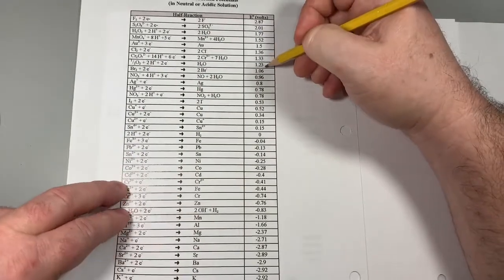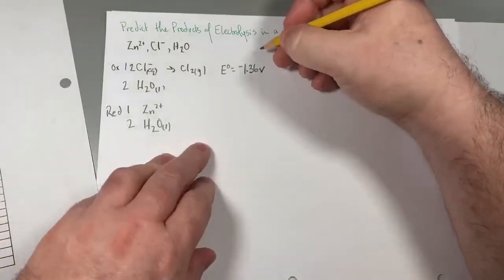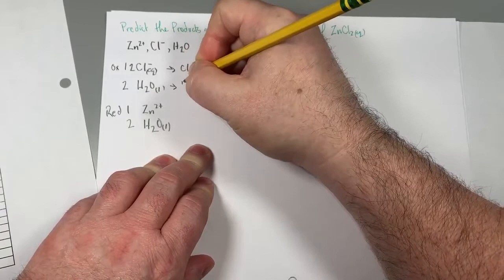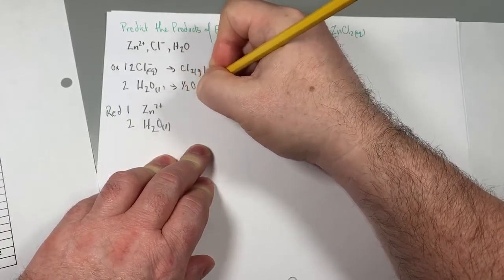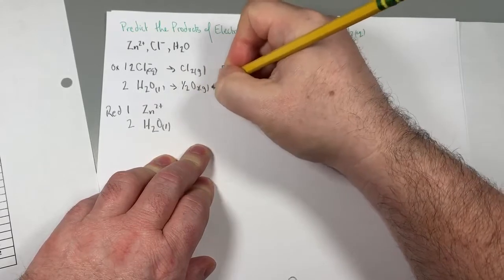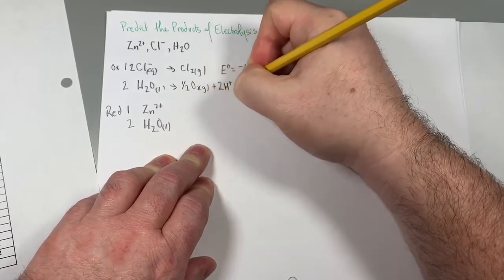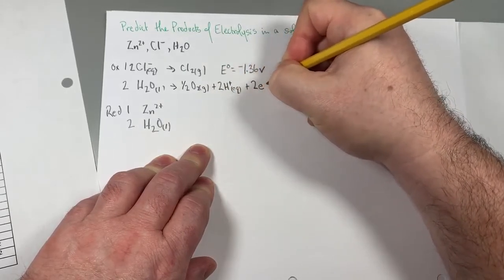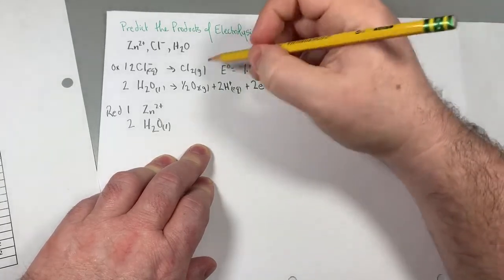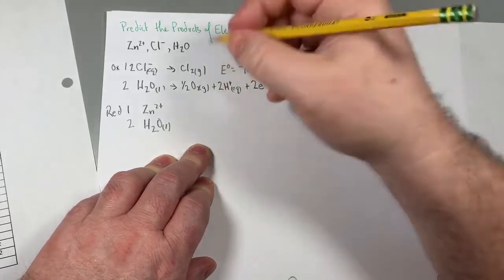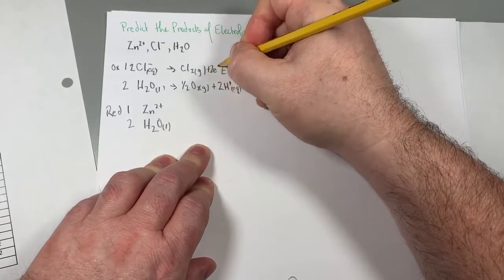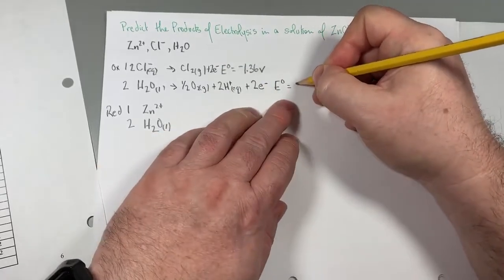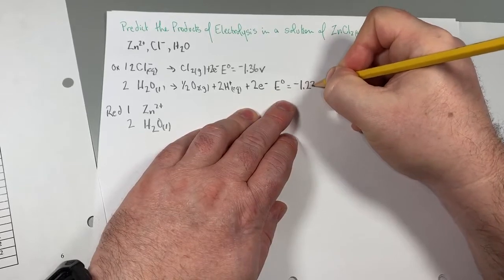So I'm going to write this reaction in reverse. H2O produces a half of an oxygen, two hydrogen ions and 2 electrons. I think we're missing some electrons from the oxidation of chlorine. There were 2 electrons here as well. So E naught here, again, it's the reverse of 1.23, so negative 1.23 volts.